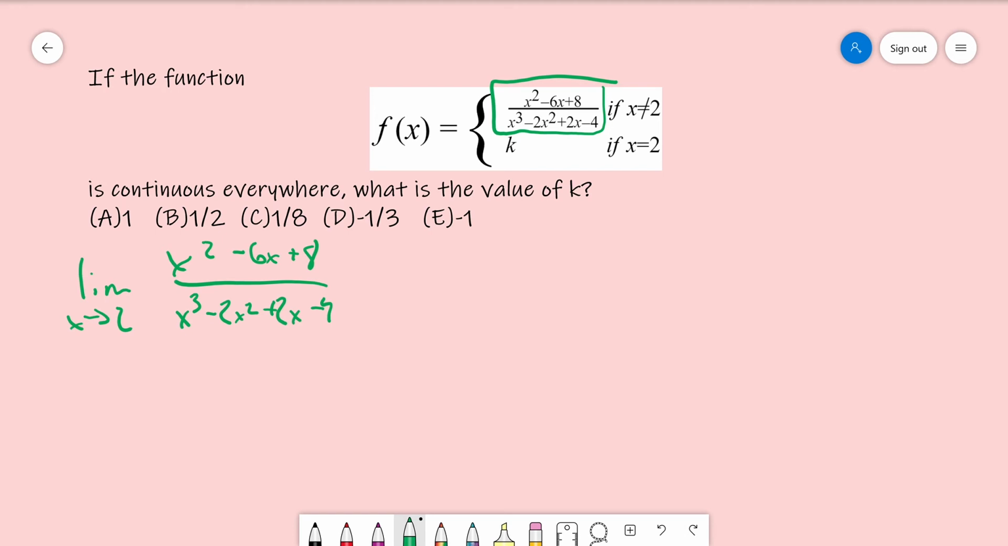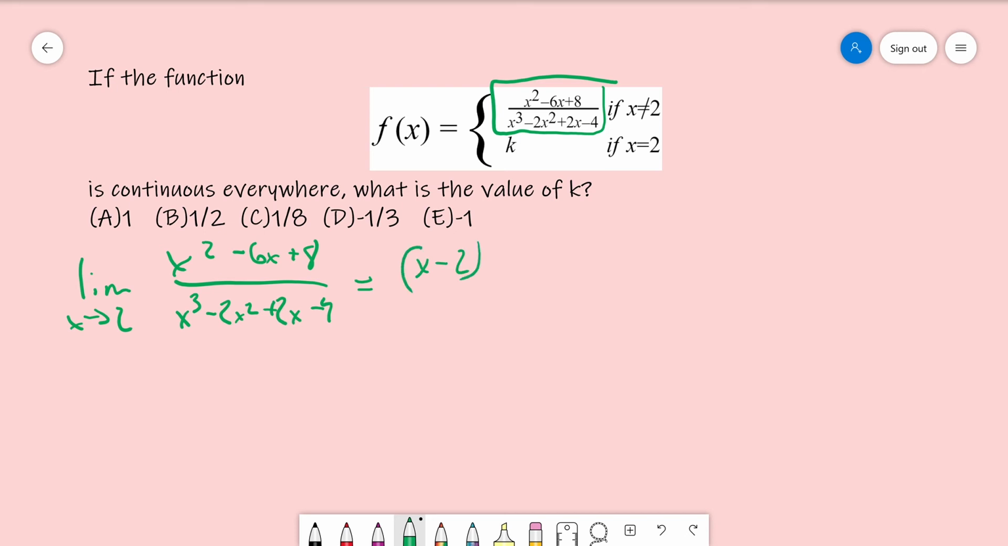So what we should try to do is to factor out an x minus 2, because if we're looking at the limit, then if we can factor out an x minus 2 from the numerator and the denominator, we can cancel it out, because we're interested in what happens at every value of x except 2. That's the whole point of the limit. So let's see if we can do that.